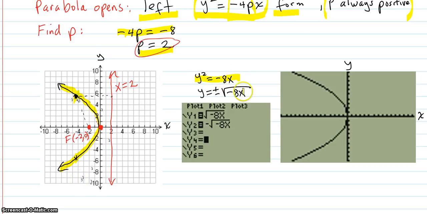I took the plus or minus square root of both sides. See, it's not a function, it's just a relation. So you have to do two different y's to graph it, a plus one and a minus one over here. So really it's just graphing the top half on one of these y's and the bottom half on the other, but it looks all as one. And I think again that looks pretty good as to what we should get.